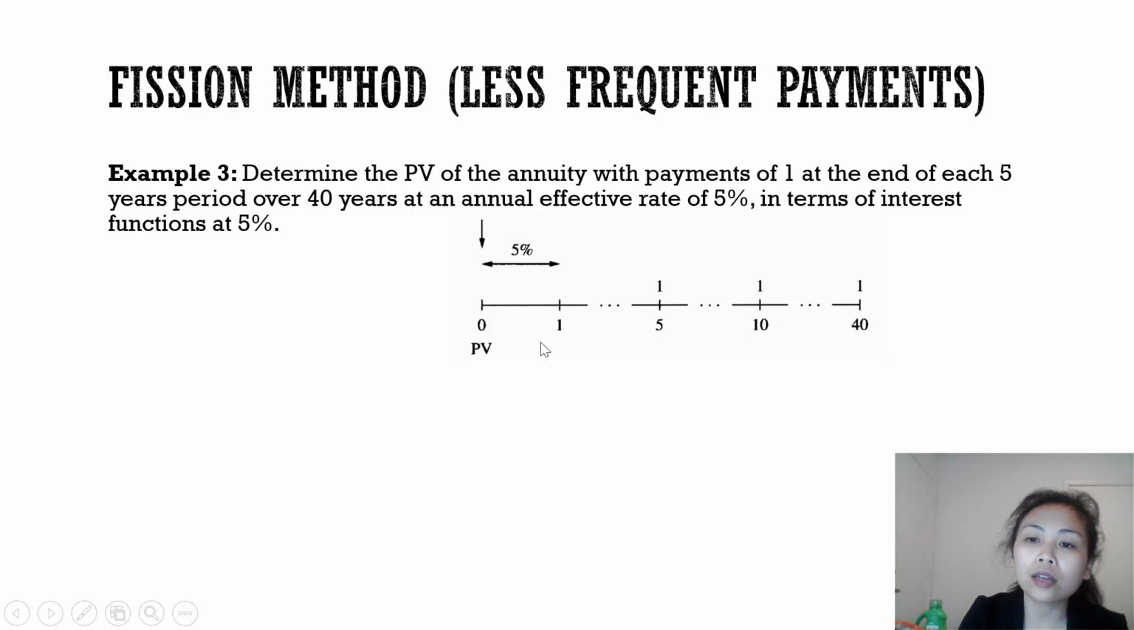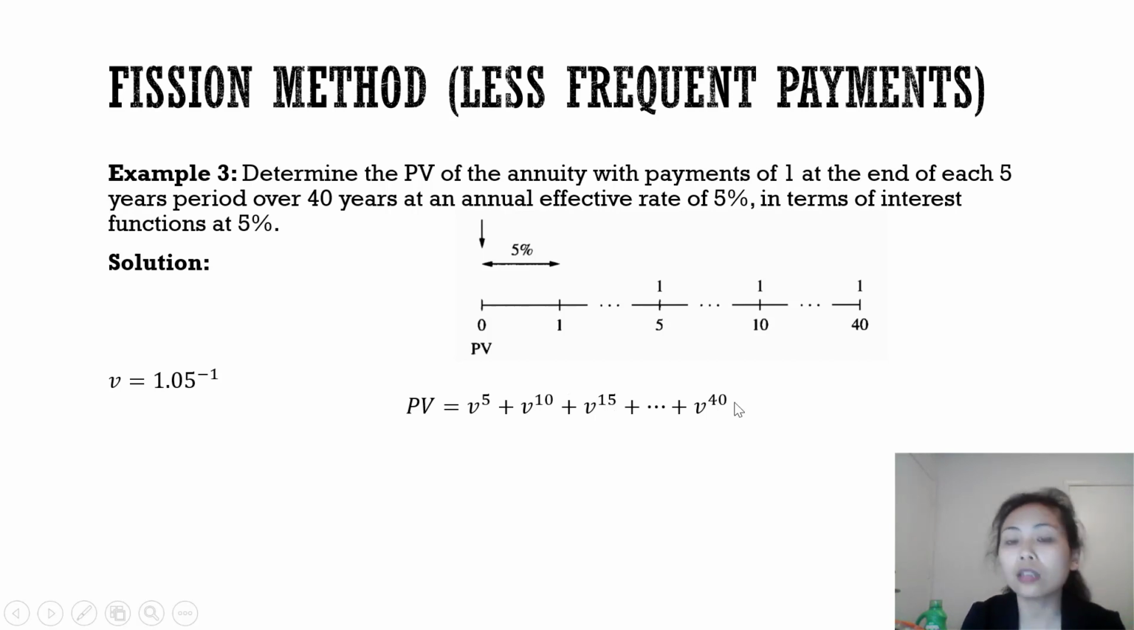So here you see at time 5 we make a payment. At time 10 we make another payment. At time 15 we make another payment. So the present value here, if we say v is 1.05 to the -1, the present value is v to the 5th plus v to the 10 plus v to the 15 plus dot dot to v to the 40. This is from the lesson of how to find the present value that we learned last video. So from here, use a geometric series.